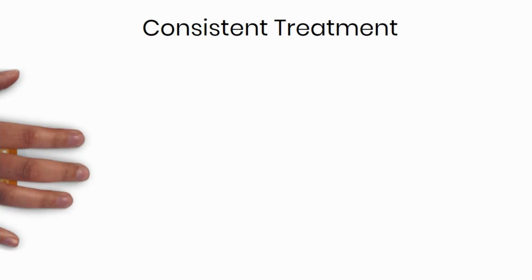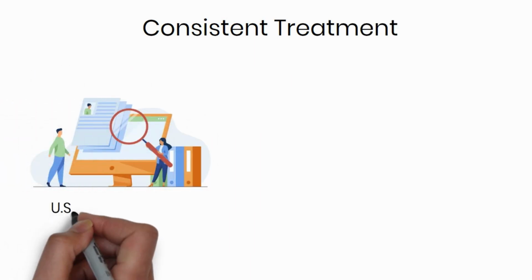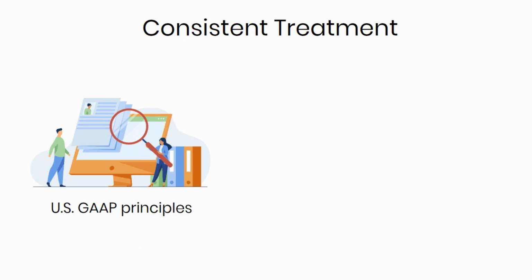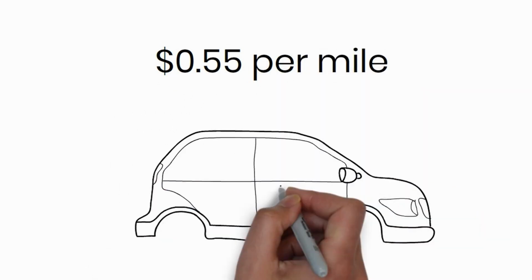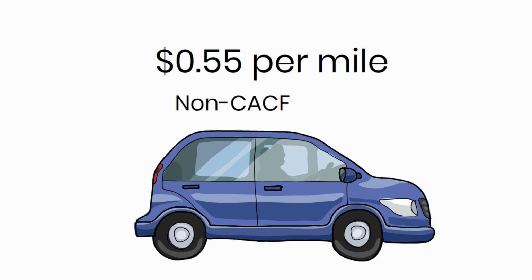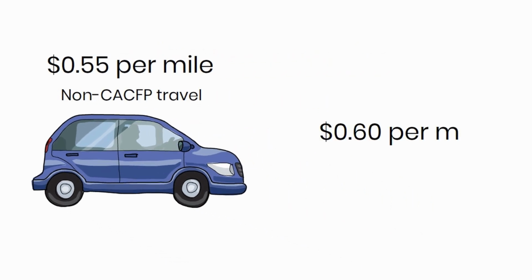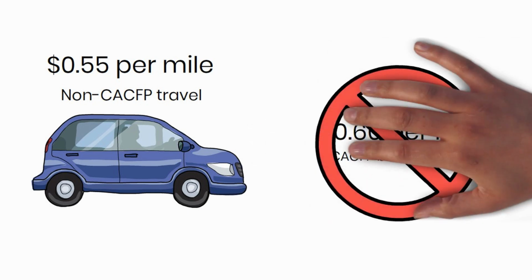Consistent treatment. The cost must be treated consistently through the application of US GAAP principles. This means the same cost cannot be charged differently depending on the program to which it is assigned. FNS Instruction 796-2 Revision 4, Section 7A2. For example, if an organization pays 55 cents per mile for business travel for the staff that conducts non-CACFP travel, it cannot claim 60 cents per mile for CACFP business travel.